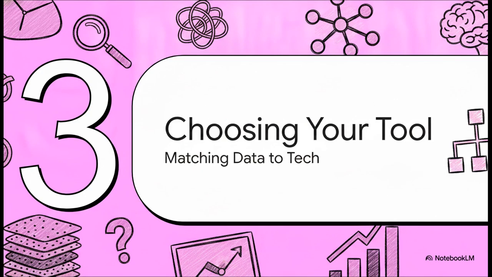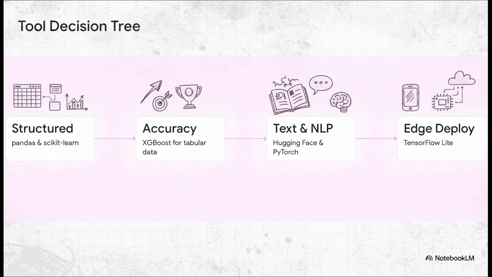Which brings us to Section 3, choosing your tool. With all these powerful libraries, it's all about matching your data to the right tech. Let's look at a practical decision tree here, where your data type literally dictates your tool.